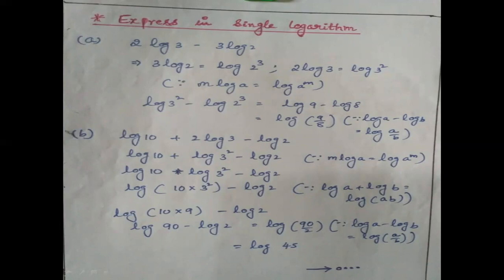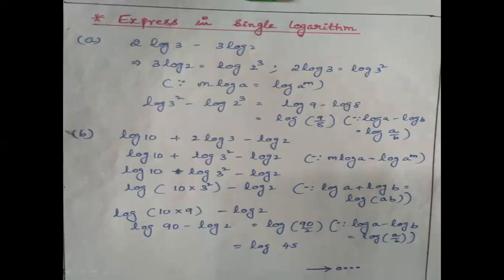Then rewrite them here. Log 3 square minus log 2 cube. 3 square, its value is 9. 2 cube, its value is 8. So log 9 minus log 8. By using the law of logarithm, log a minus log b is equal to logarithm of a by b. So finally we get logarithm of 9 by 8. So we have converted the given question into a single logarithm, that is logarithm of 9 by 8. If you write log 9 by 8 and go back through the steps, you'll get the question.